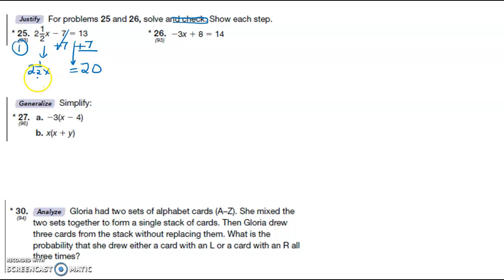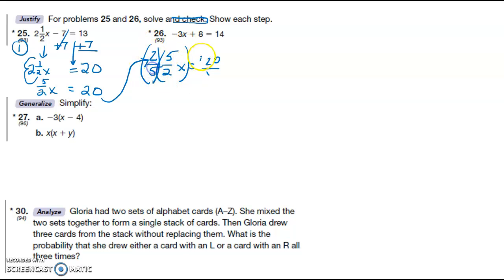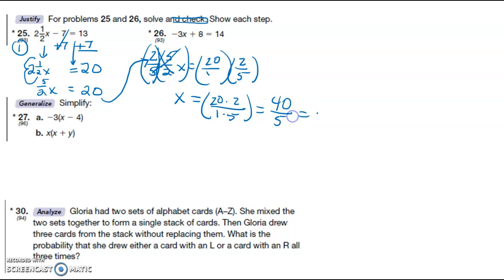I'm going to have to popcorn this. 2 times 2 is 4, plus 1 is 5. Equals 20. So if I have 5 over 2x is equal to 20, I'm going to have to multiply by the reciprocal. That goes away. This is going to be 20 times 2 over 1 times 5, which is 40 over 5, which is 8.